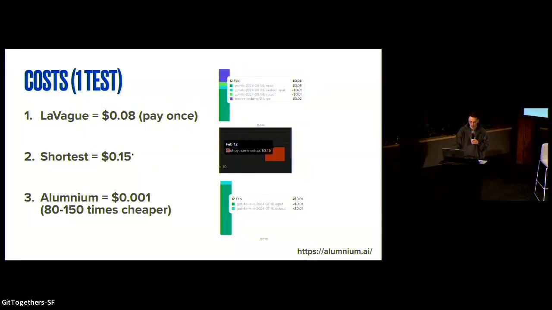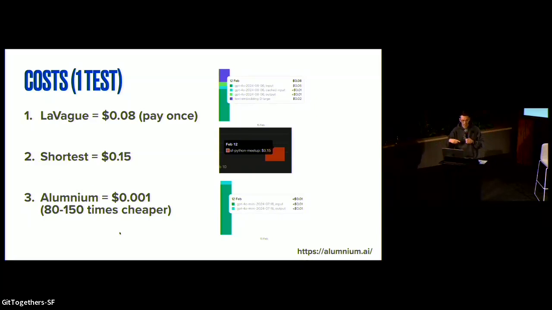Computer vision approaches, from my point of view, are just unreasonably expensive. 15 cents to run one test, and I have hundreds of tests, so it's going to be thousands of dollars per month, because we run them on CI on every push to master. So that's just not realistic.